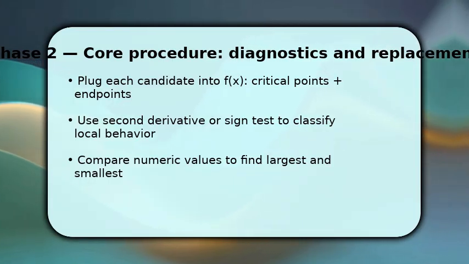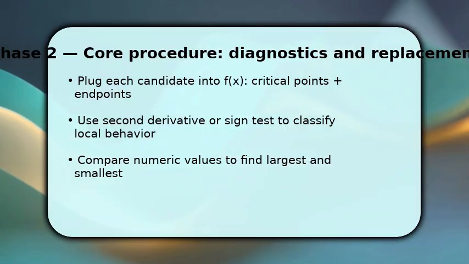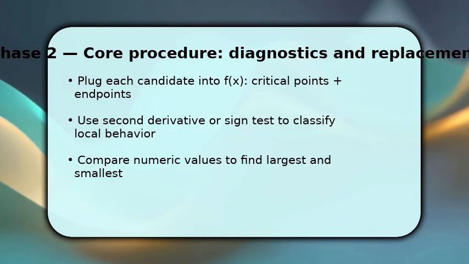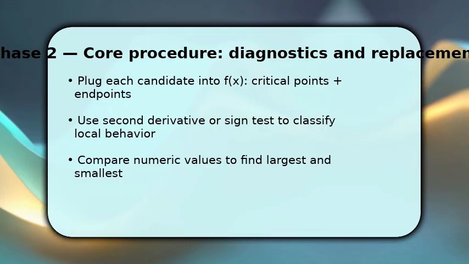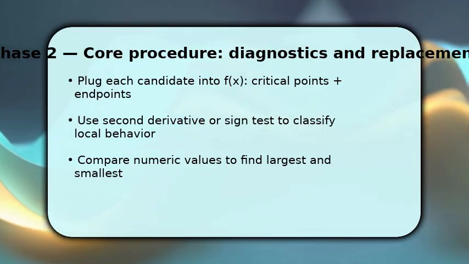Use the second derivative test when possible. If f double prime at a critical point is positive, you have a local minimum. If negative, a local maximum. If the test is inconclusive, do a sign analysis of f prime around the point.